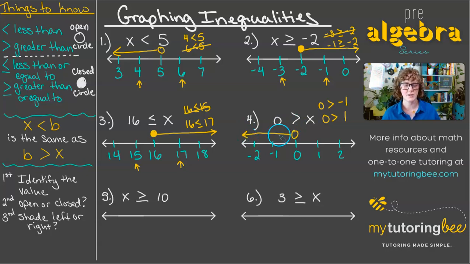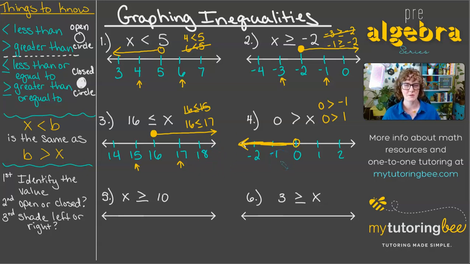And just as a side note, some people like to do the circle and the arrow kind of hovering above the number line like I'm doing here, but you can also put your circles right on the number line and then do your shading on the number line as well. You just kind of darken in one side of that number line. So that's also another way that inequalities can be shown, can be graphed.